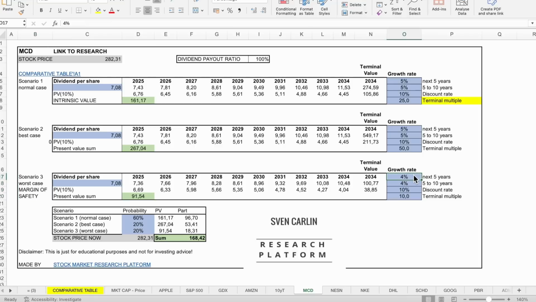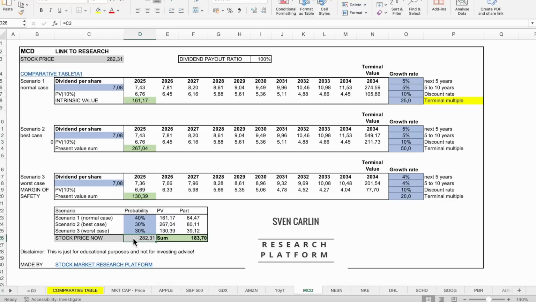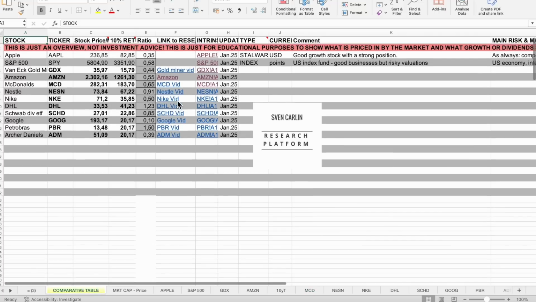Margin of safety, 4% growth for McDonald's, and then let's say a 5% dividend yield, terminal multiple for the dividend of 20, and you have a present value of 130, which is 50% down. If we put a normal case scenario to 40, 30, 30, we get to a present value of 183. Compared to the stock price, it is, again, let's say not that expensive, but still expensive. If we go to the comparative table, McDonald's is the best priced of the stocks that we have discussed until now.